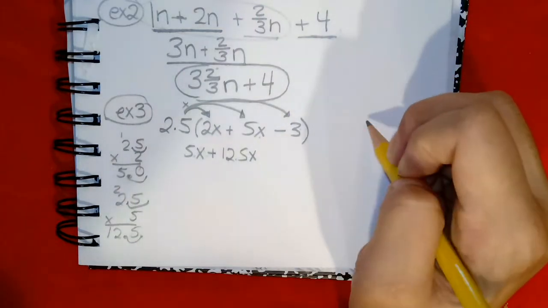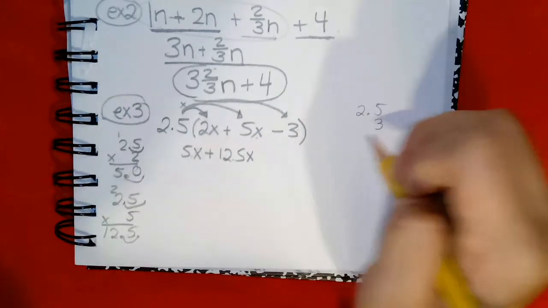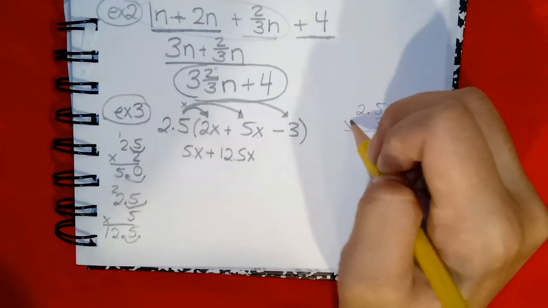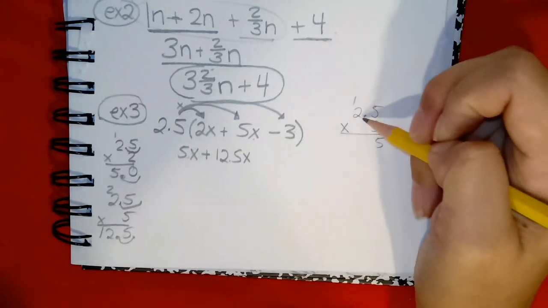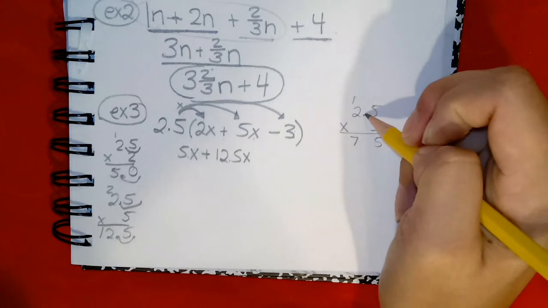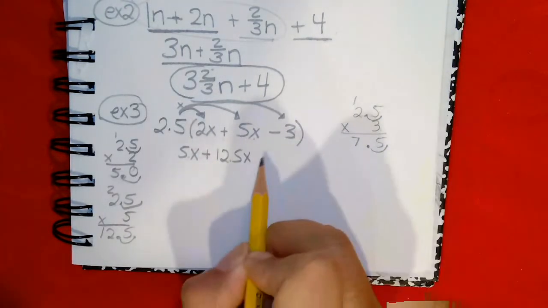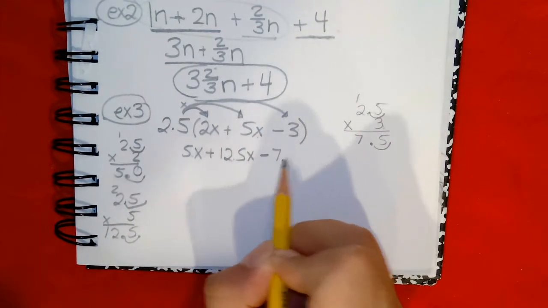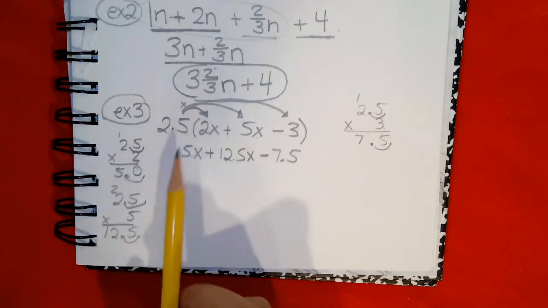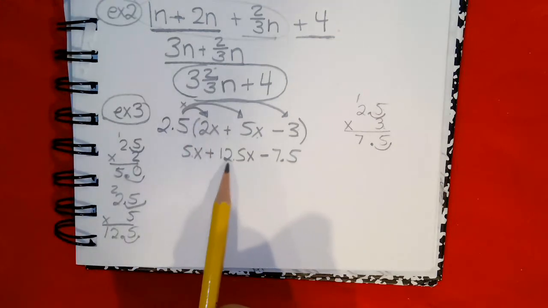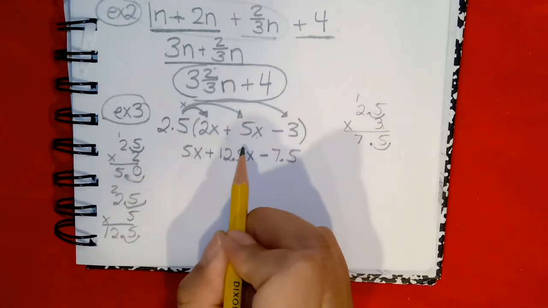Now I have to distribute to my last term over here. Let's see if I can do this. This one over here. I'm running out of room. 2 5/10 times the number 3. 5 times 3 is 15, carry the 1. 3 times 2 is 6 plus 1 is 7. Count the number of places, move my decimal point back in. I have 7 and 5/10. So minus 7 and 5/10. Okay. So now here's my new expression after I distributed. I have 5x plus 12 and 5/10 x minus 7 and 5/10.